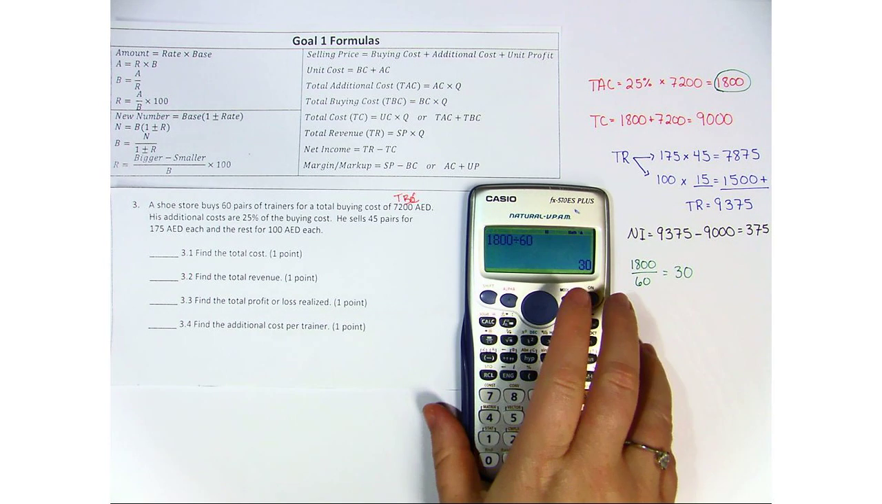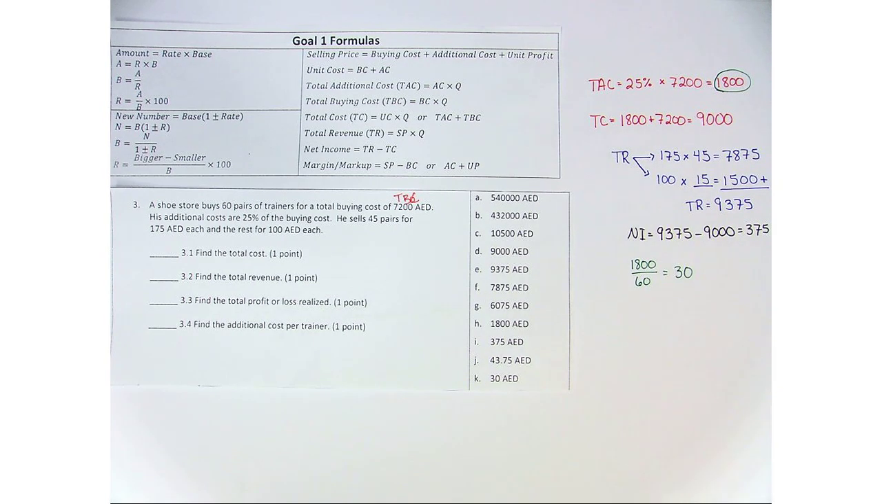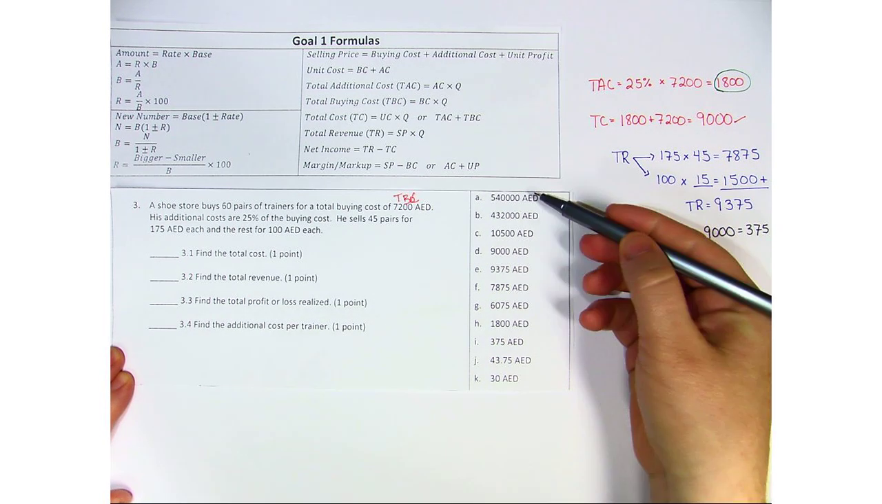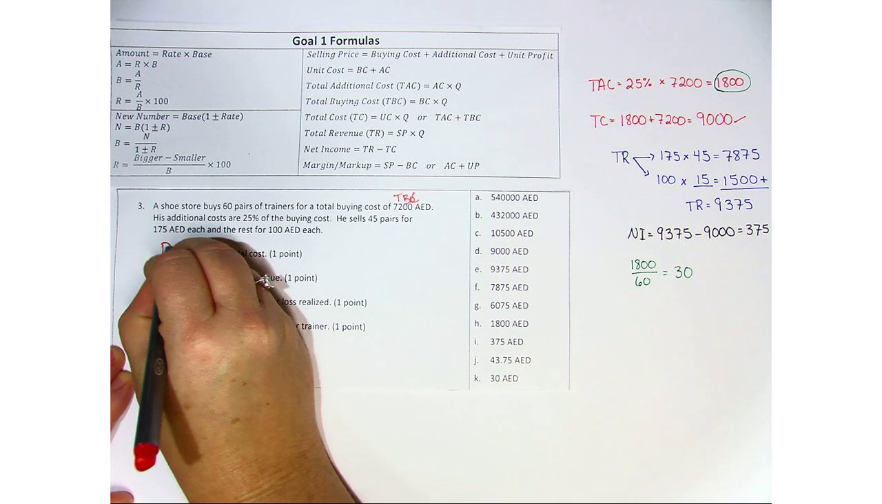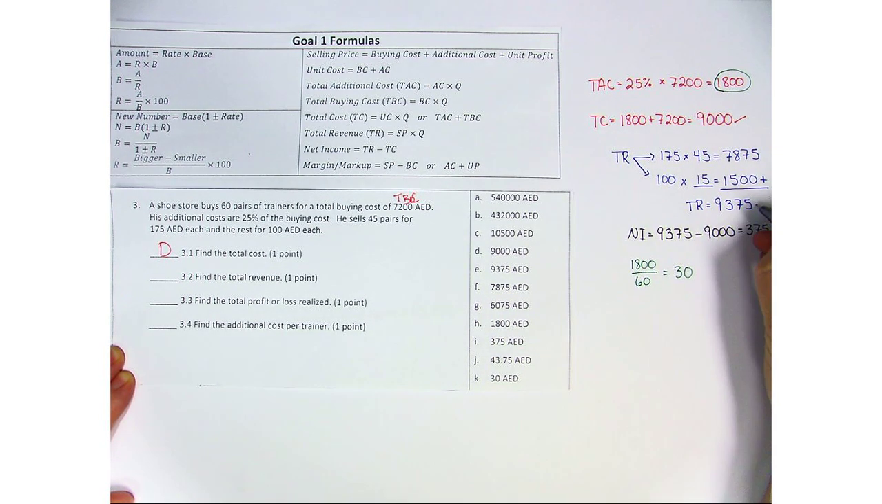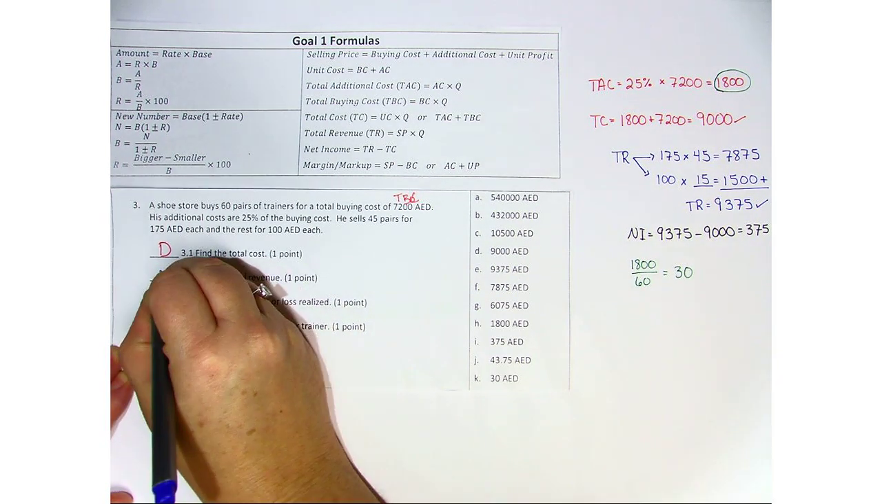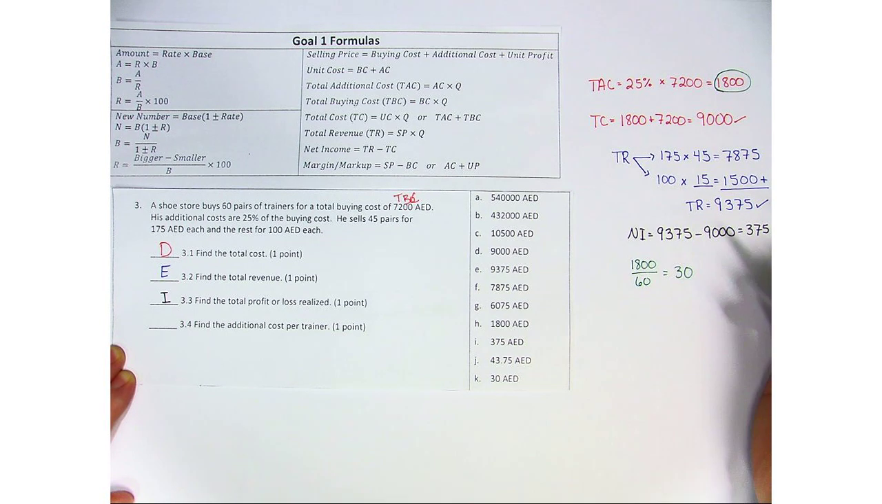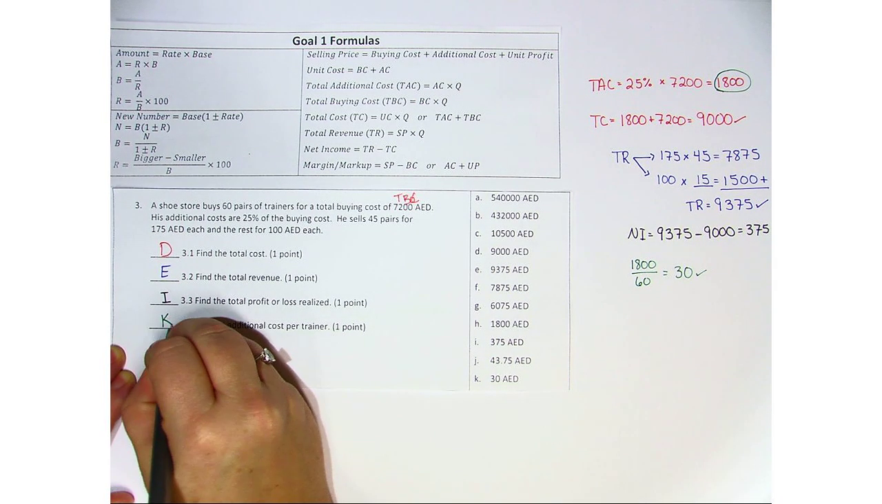So if we're looking at the answers, what we see is to find the total cost was 9,000. So we come down here and I see that D is 9,000. Then it says find the total revenue. Well, the total revenue is here, 9,375, so that answer is E. Then it says find the total profit or loss realized, which was our net income, at 375, so that's I. And then the last question says find the additional cost per trainer, and we found that at 30 dirhams each, which was K.